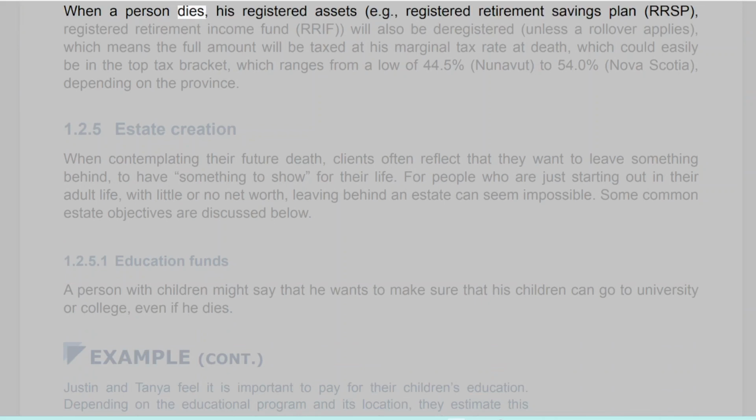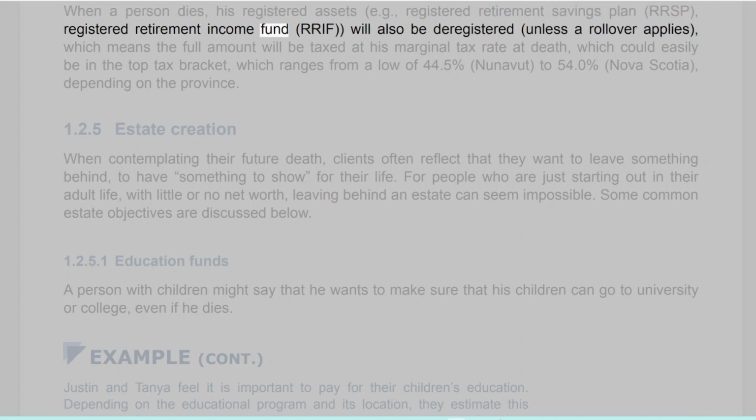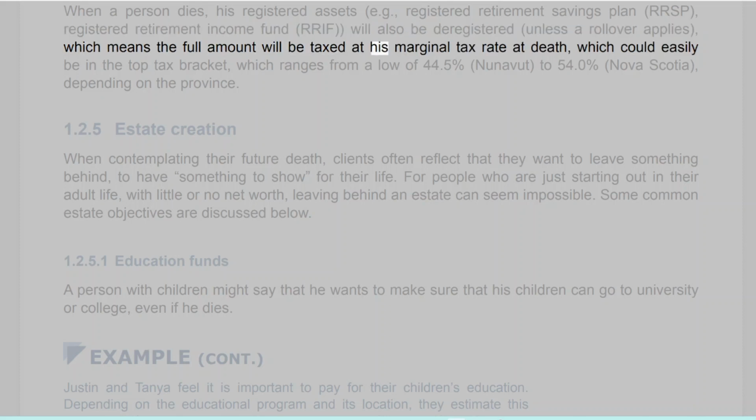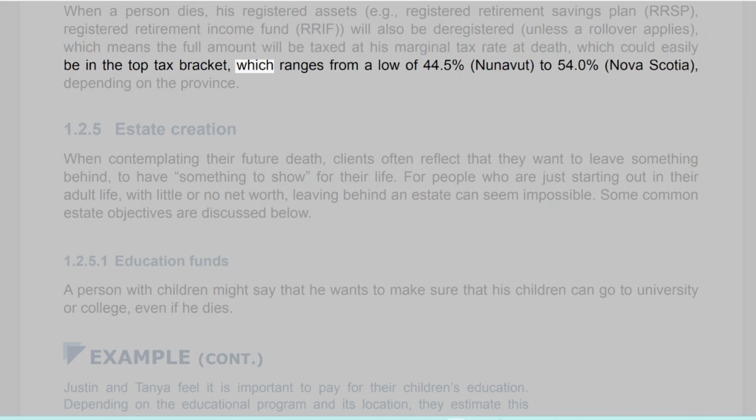When a person dies, his registered assets, for example, Registered Retirement Savings Plan, RRSP, and Registered Retirement Income Fund, RRIF, will also be deregistered, unless a rollover applies, which means the full amount will be taxed at his marginal tax rate at death, which could easily be in the top tax bracket, which ranges from a low of 44.5%, Nunavut, to 54%, Nova Scotia, depending on the province.